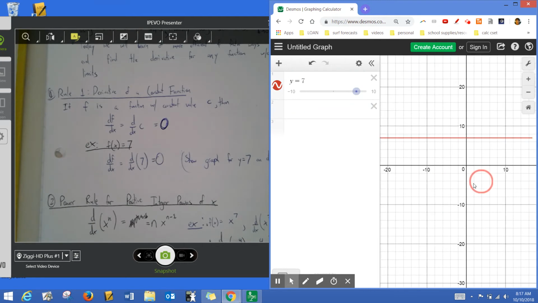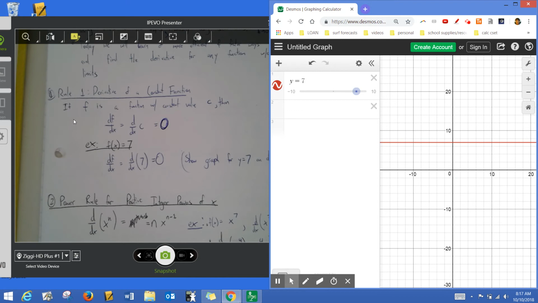So this is nothing new, right? I said that if f is a function with constant value of c, so c is any constant number, then df, the derivative of the function, is 0. If my function is simply equal to 7 and I take the derivative of 7, it's going to equal 0.